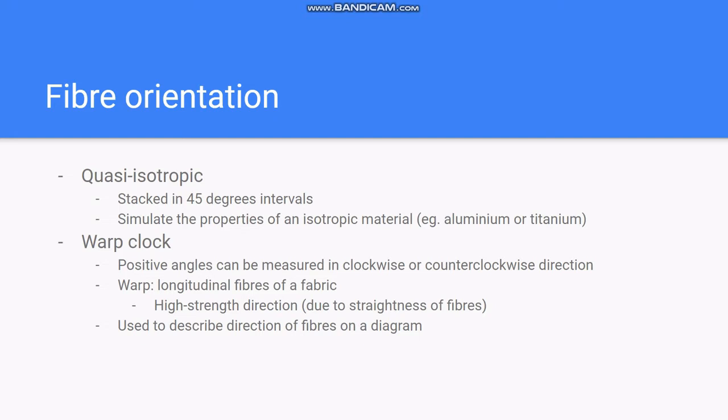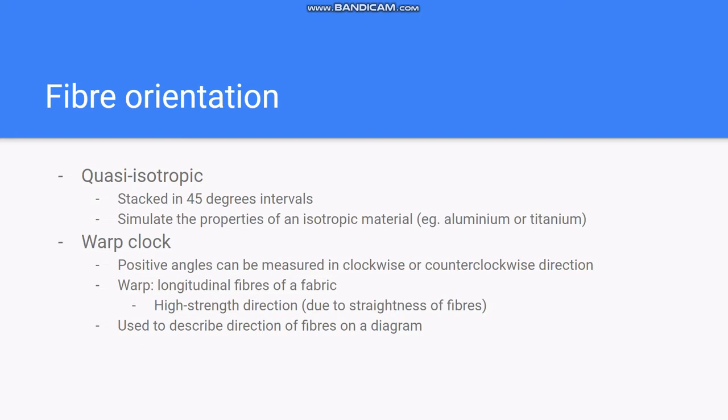The positive angles can be measured in clockwise or counterclockwise direction. A rub is actually the longitudinal fibres of the fabric. So it shows the high strength direction due to the straightness of the fibre, and is used to describe the direction of the fibres on the diagram.